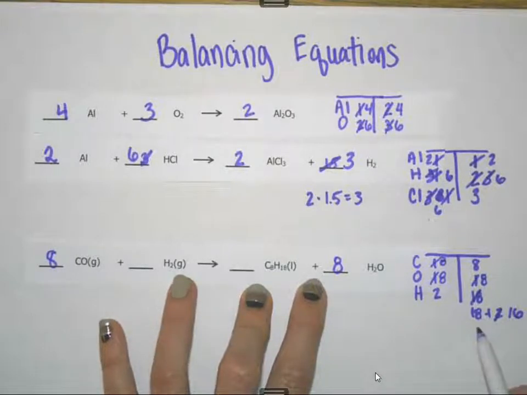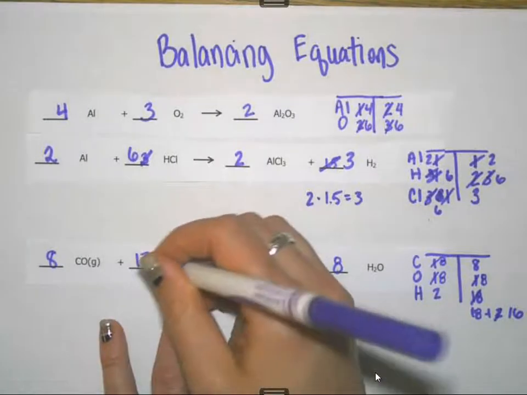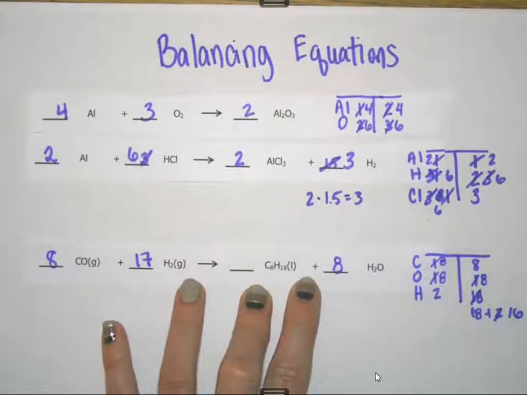That gives me a grand total of 34 oxygens. Well, I can make 2 times 17 equal 34. So if I put 17 in there, that should fix me. That gives me 34 on that side, and that gives me 18 plus 16, which is 34. And I have 8, 17, 1, and 8.